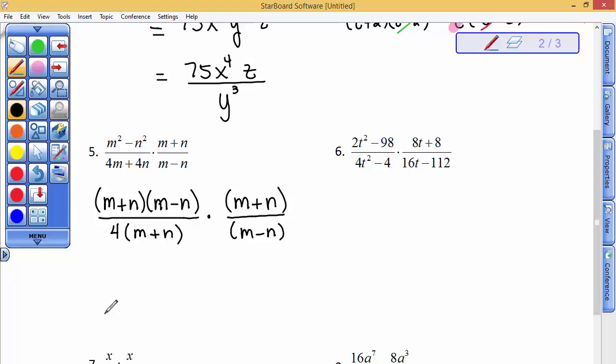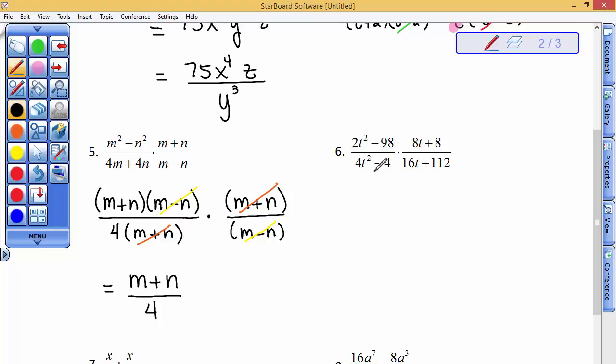Now I'm going to cross off. I happen to notice this one first. There's an m minus n, 1 on top, 1 on the bottom. There's an m plus n, 1 on the top, 1 on the bottom. And finally, we're left in a simplified form. This answer would just be m plus n over that 4.